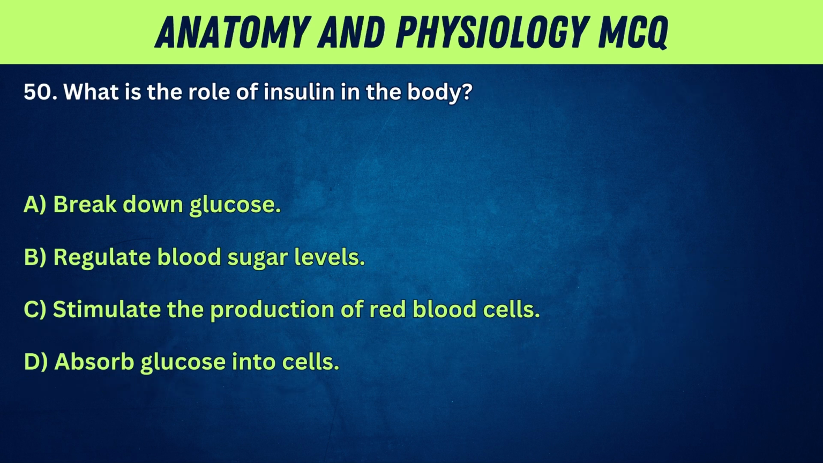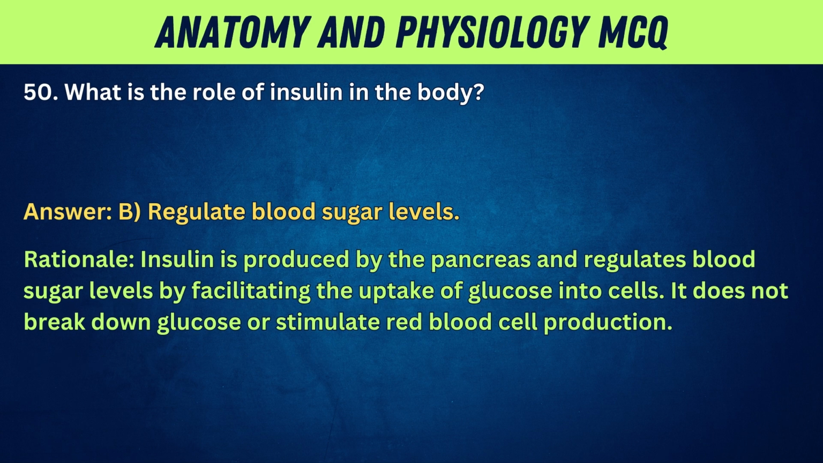50. What is the role of insulin in the body? A. Break down glucose. B. Regulate blood sugar levels. C. Stimulate the production of red blood cells. D. Absorb glucose into cells. Answer: B. Regulate blood sugar levels.